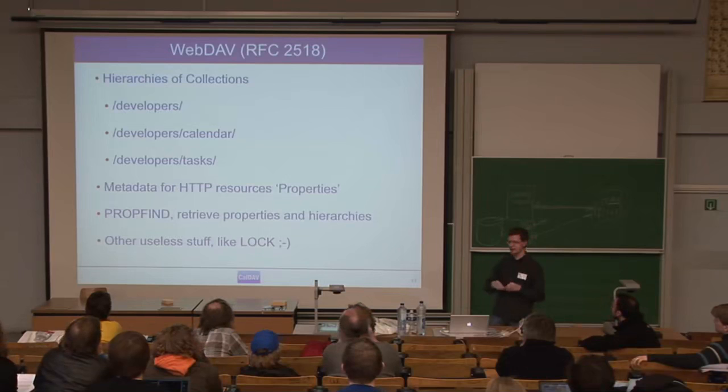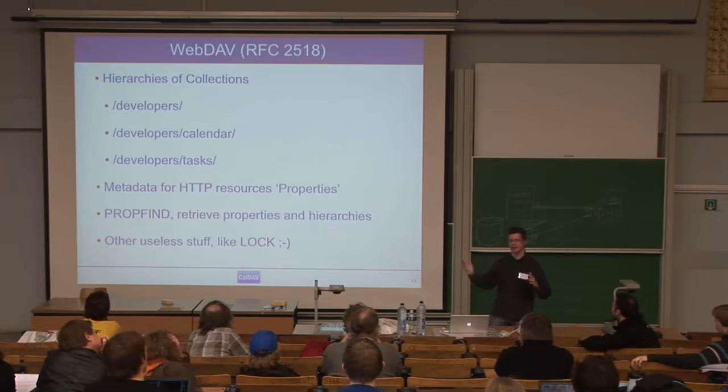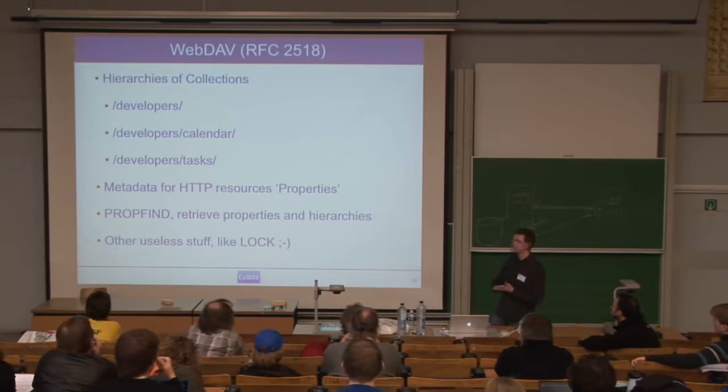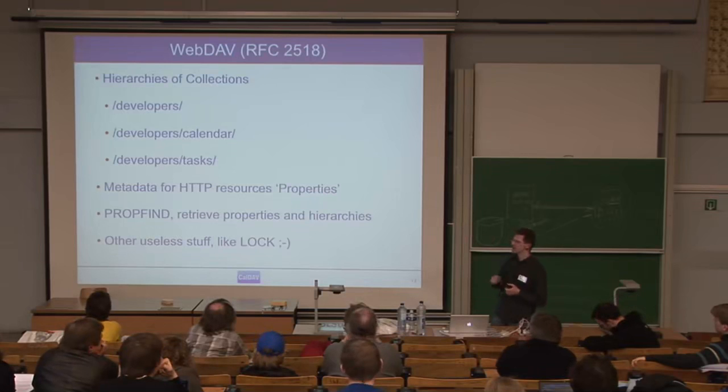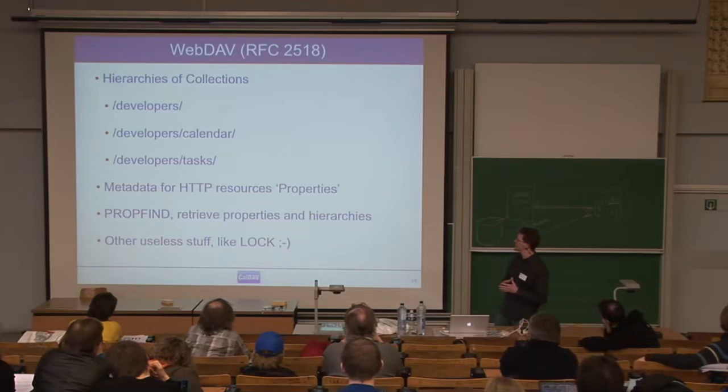HTTP itself, a URL, a uniform resource locator in the HTTP request, already forms kind of a hierarchy. The components in the URL can be split by slashes, but the important thing is that there is no HTTP operation to discover which children such a collection has. For example, if I want to know that the developers folder contains a calendar and tasks sub-items, there is no HTTP operation to find that out. And this is what PROPFIND is for. It's the addition by WebDAV.